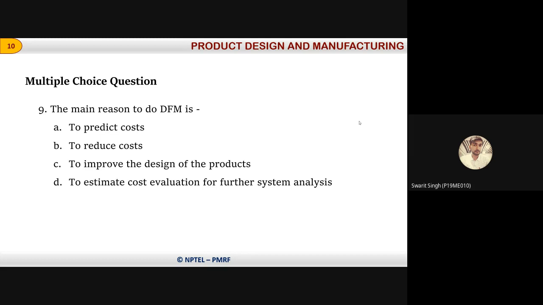The prediction of the cost is covered in the forecasting of the product. Suppose you're going to launch the product, you have to forecast something. This is the market strategy that will be there: this particular product should be launched in this particular month so that it can achieve good heights of sale. So the option is B, to reduce the cost.